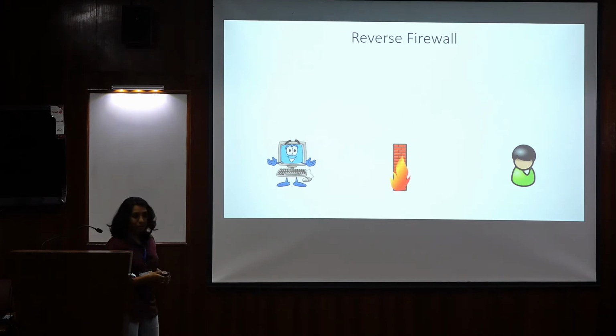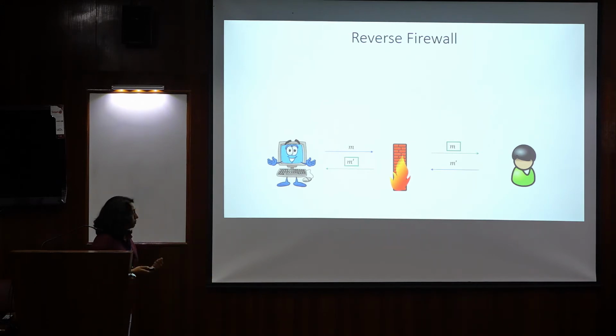So we think of the firewall as sitting between Alice and the outside world, and what it's going to do is take messages from Alice and modify them before sending them to Bob. It takes messages from Bob and modifies these incoming messages before forwarding them to Alice.